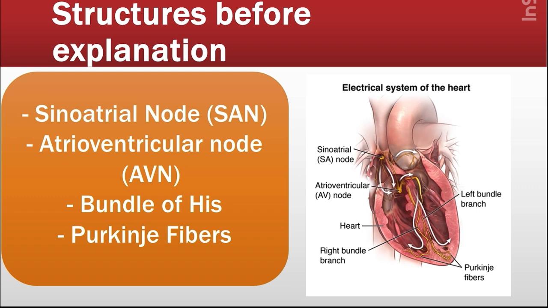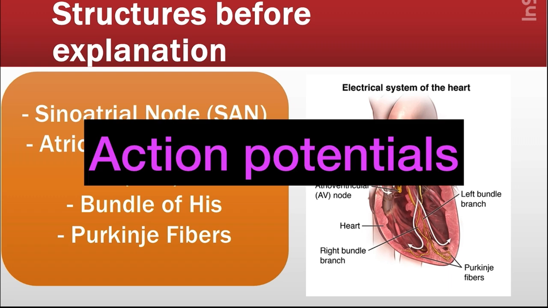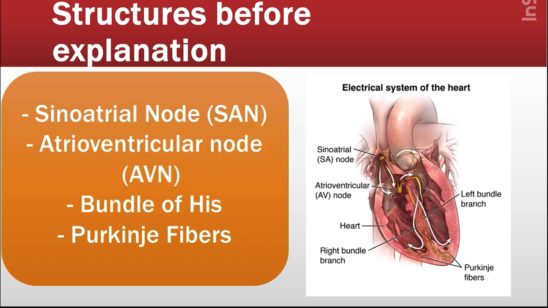The sinoatrial node, or SAN, generates electrical impulses, which are called action potentials. You might know this from previous university lectures. This causes the atria to contract, and this leads to blood being forced into the ventricles.